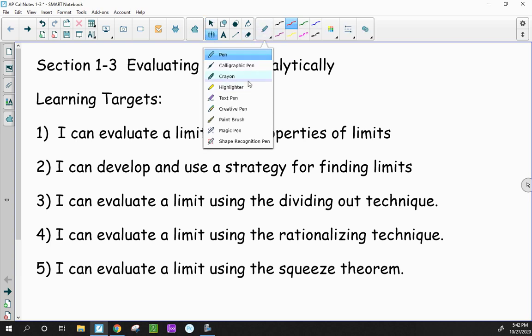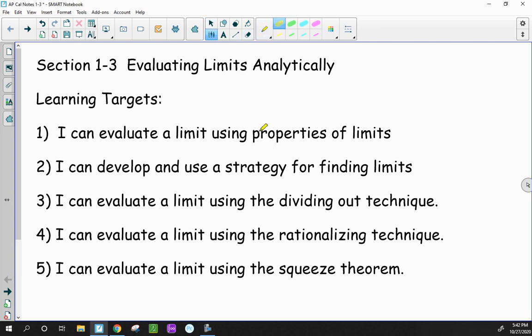And so you can see there's a lot going on in this section. We're going to need to look at some properties. Basically, number 2 is very general, but developing and using a strategy for finding limits is kind of broken down into 3 parts. You need to know what the dividing out technique means, the rationalizing technique, and also the squeeze theorem.